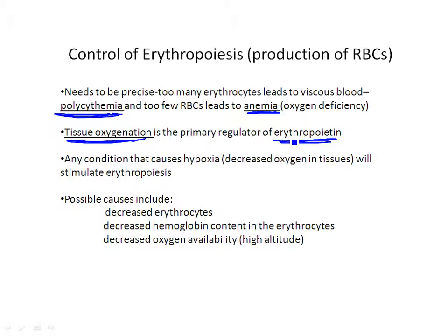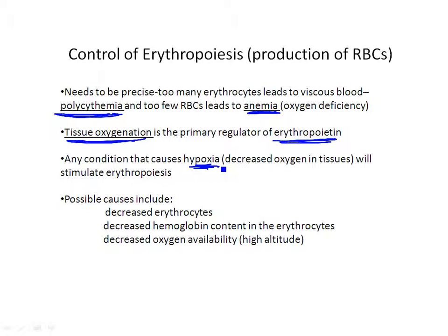Any condition that causes hypoxia, which is just decreased oxygen in your tissues, is going to stimulate the production of more red blood cells. For example, if you give blood, they usually don't take more than a pint, but you might feel a little bad, and your tissues are just not getting oxygenated properly. That causes you to produce more red blood cells and replace the ones you gave.